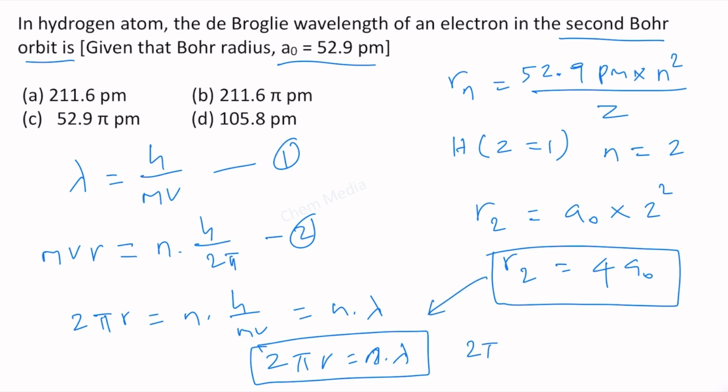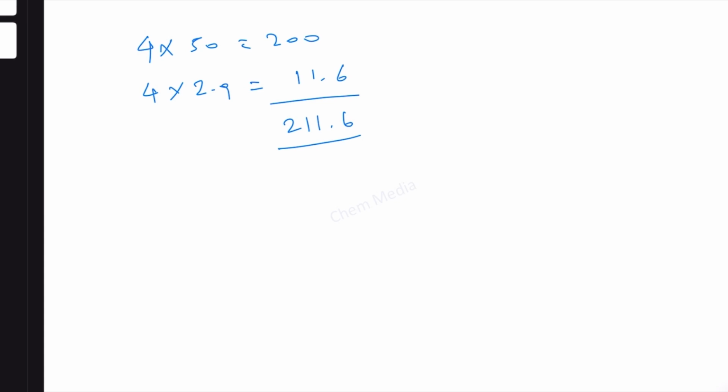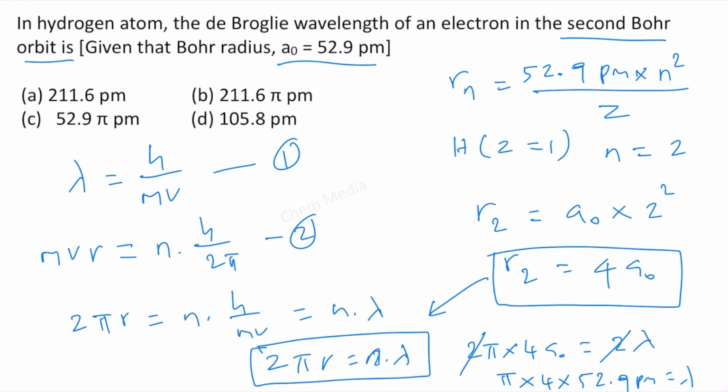If we do that, then 2 pi times 4 times a0 is equal to 2 times lambda. We can cancel 2 on both sides. 4 times 50 is 200 and 4 times 2.9 will be equal to 11.6 and therefore this will be 211.6, but we do have a pi here and this means that option B is correct. 211.6 pi picometer should be the correct answer.